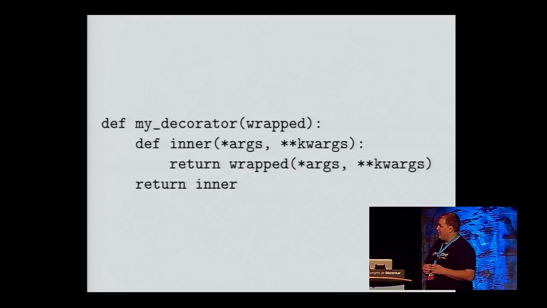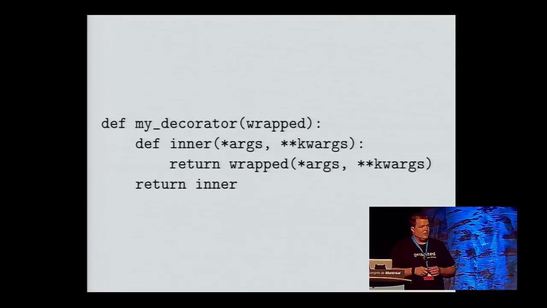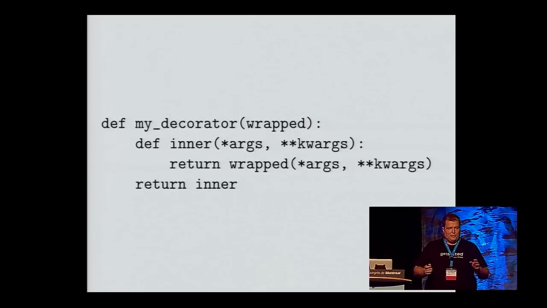So this is a pretty basic example of a decorator, and this decorator doesn't actually do anything. All it does is create our inner function. It creates a new function which calls the original function, and that's it.